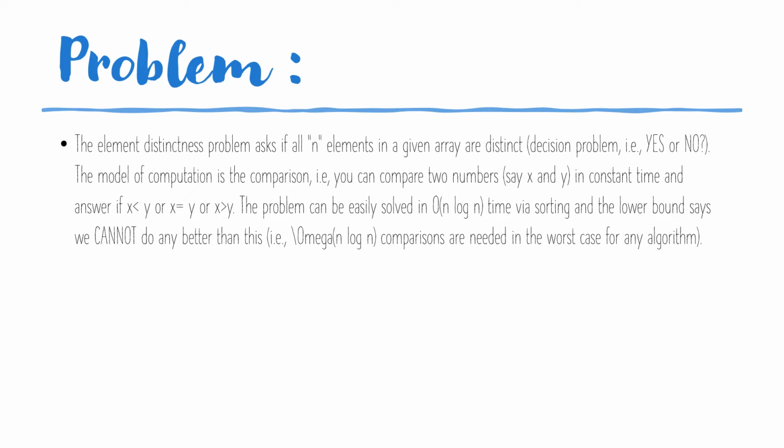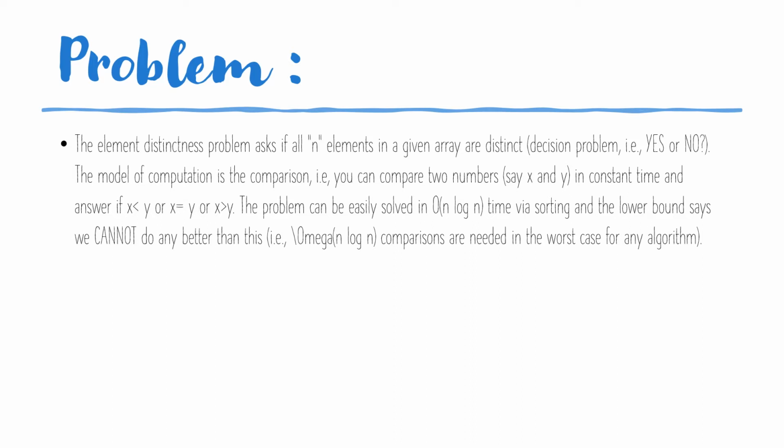We can use comparison as a model of computation. Comparison can be done in constant time for two elements. We check if one element is less than or equal to the other, or greater than or equal to the other. If they are equal, that means two elements are the same, and we can simply say it is a no, or else we can simply say it is a yes.